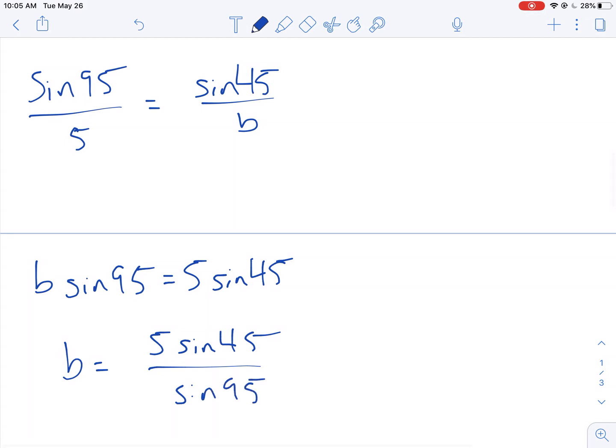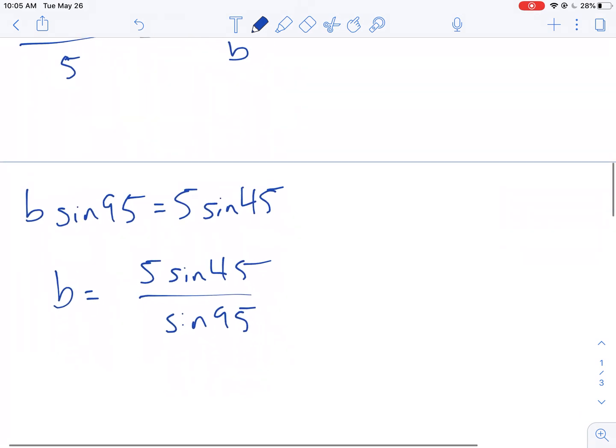And then we're going to go ahead and solve for that. So 5 times the sine of 45 divided by the sine of 95, and we find that that is equal to 3.55.